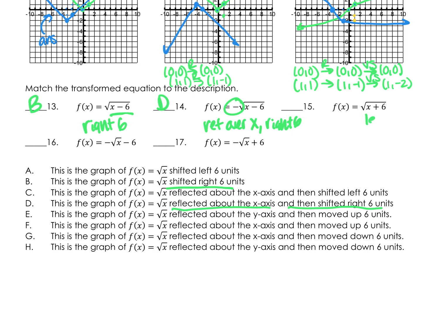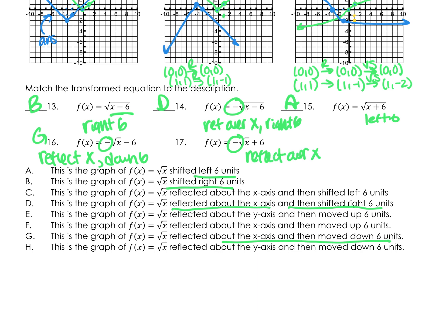Here we're just going to go left 6. So that'll be A. Here the negative on the outside, it's still on the outside, it'll change the y values, so we'll reflect over x. And then we'll go down 6. So that'll be this one down here, G. And then for 17, this outside will reflect over x again. And we'll go up 6. So that'll be G. Or I'm sorry, not G, F.